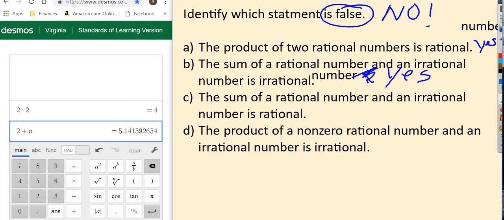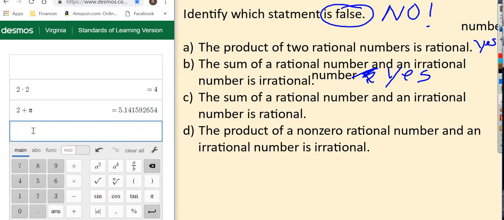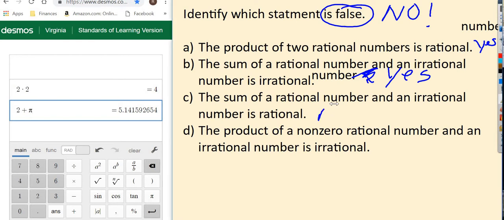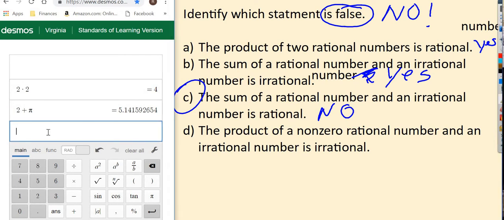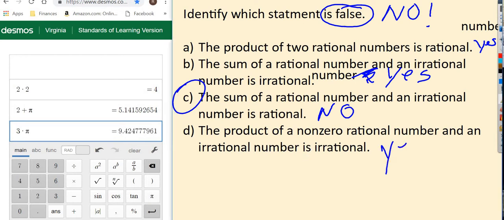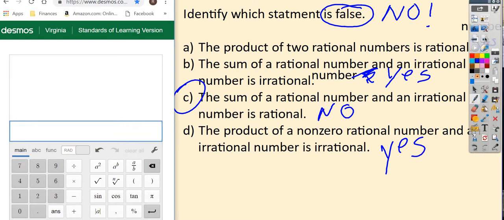Then number C says the sum of a rational number and an irrational number is rational. Well, we just did that. So the sum of a rational number and an irrational number is irrational. So this answer is no. So that's going to be our answer. And then the product, so we're going to go ahead and try that. The product of a non-zero rational number and an irrational number, we'll use pi again, is irrational. And that is true. Again, that's a yes. So C is our only possible answer for that one.